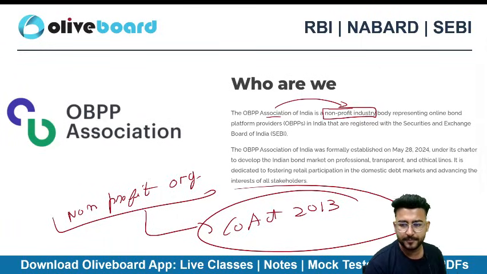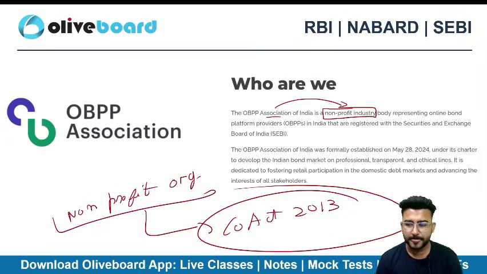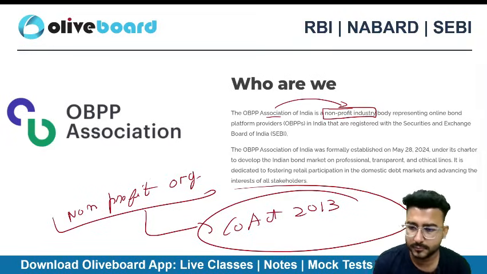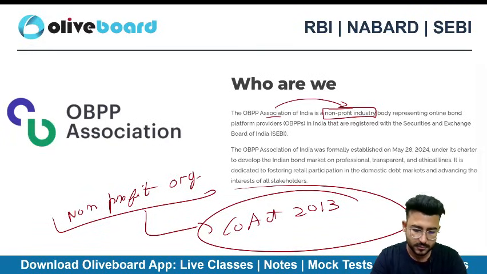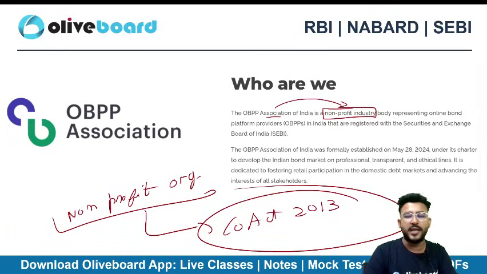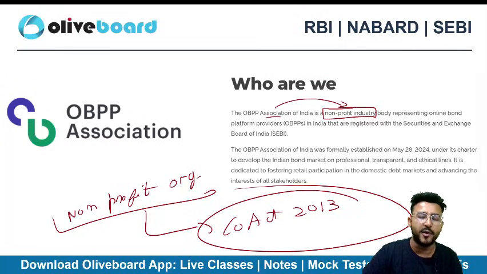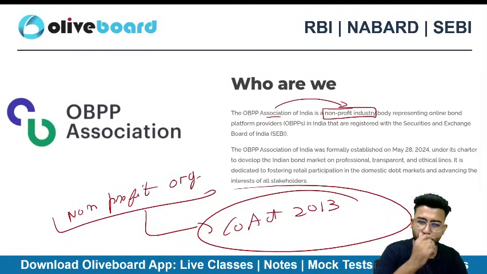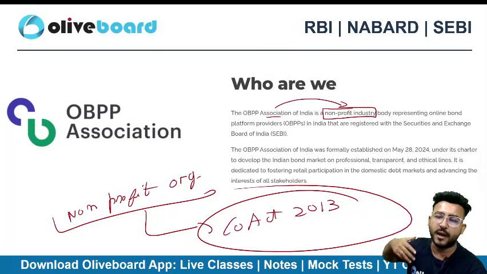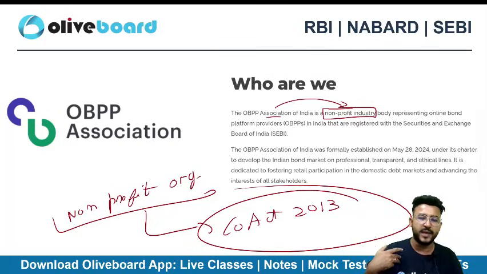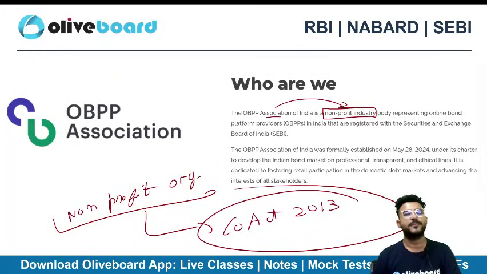Section 6, okay. Any other opinion? Section 8 company, perfect. Section 8 of the Companies Act 2013. If you want to open a not-for-profit organization, your aim is not to earn profit. Just like OBPP. That's an association, right? For the betterment, for giving infrastructure related to the bond market so that we can have transparency, right? That's a Section 8 company.